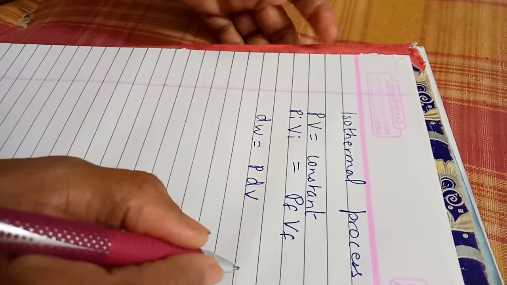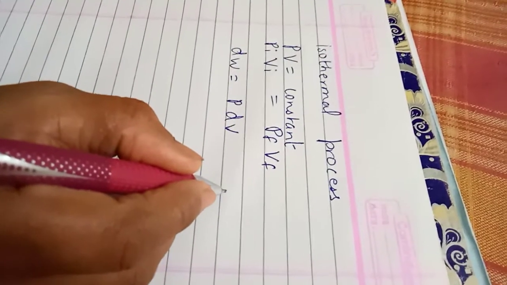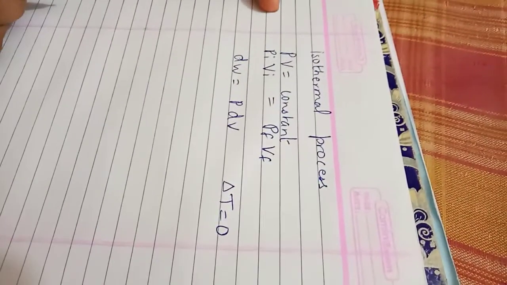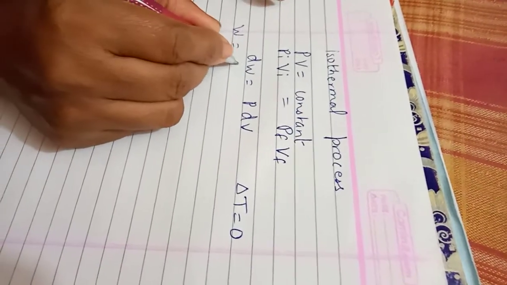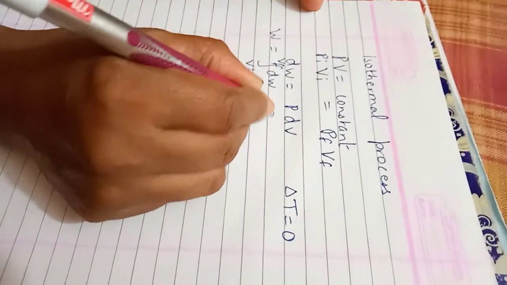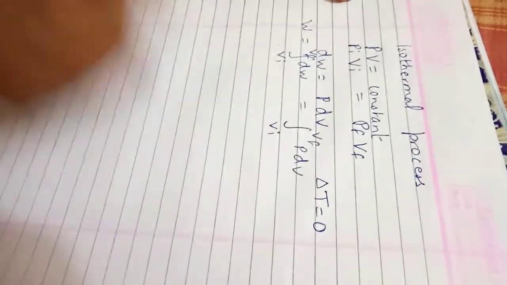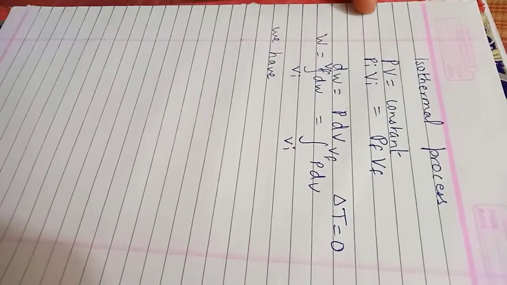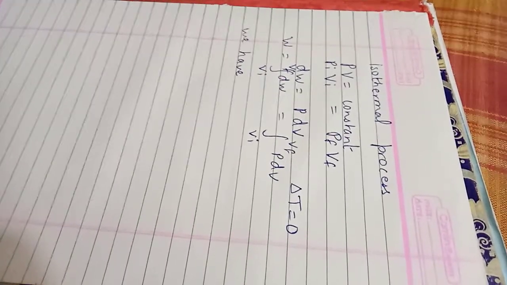Since the changes are taking place at constant temperature, the change in temperature is 0. Delta T is 0. The total work done for the entire process is the integration of dW from initial volume to final volume, which is equal to the integration from Vi to Vf of PdV. Now, we have an ideal gas, because for these processes we are going to use the ideal gas equation. That is what we did as the assumptions.